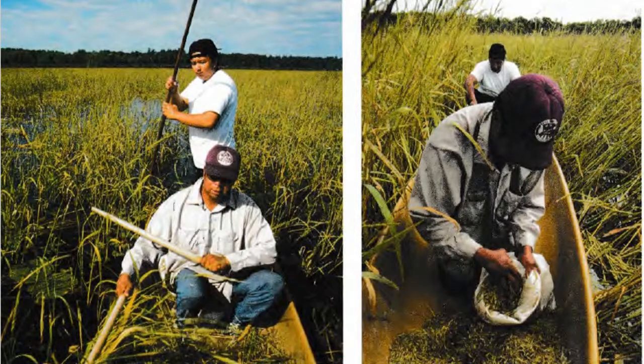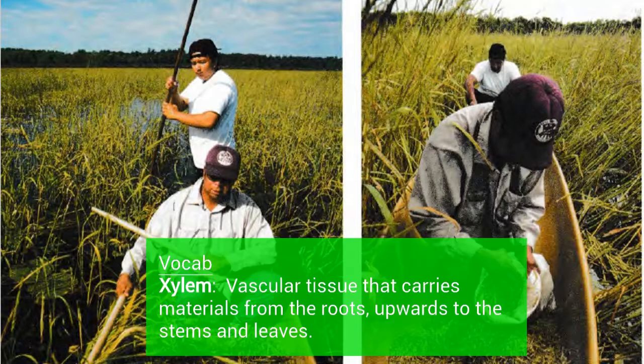Water and minerals, on the other hand, travel in the vascular tissue called xylem. This is another vocabulary word. Xylem is spelled X-Y-L-E-M. Xylem, and we pronounce it xylem, like a Z. So the roots absorb water and minerals from the soil. These materials enter the root's xylem and move upward into the stems and leaves.